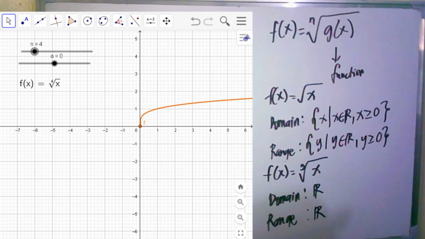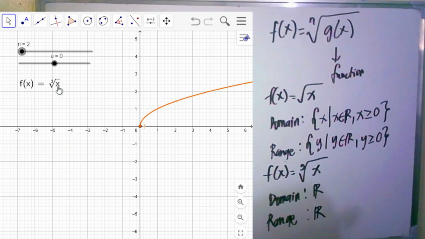If the index is an even number, the domain is greater than or equal to 0. And if it's an odd number, the domain and range are real numbers. Okay. So yun lang naman ang gusto nating i-emphasize dito. So that's 5th root of x.